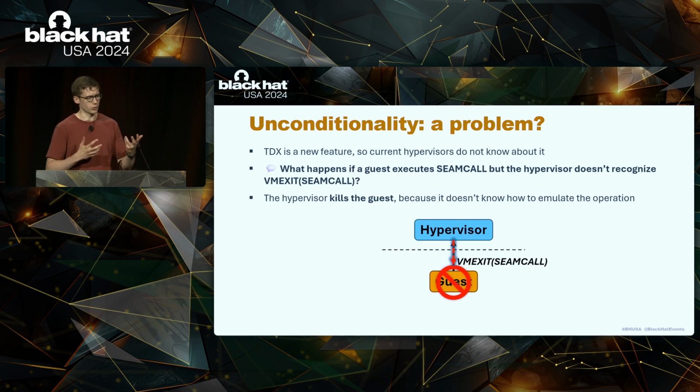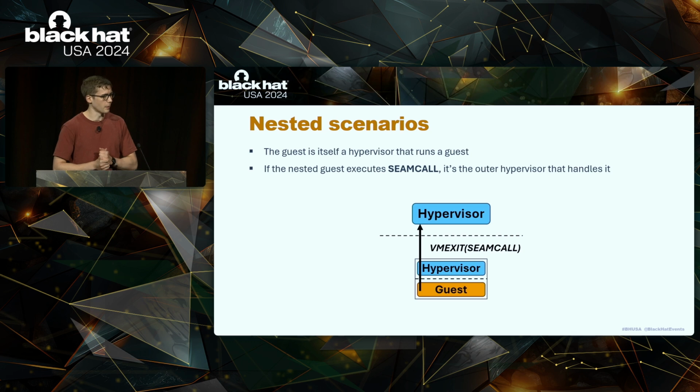So that's interesting, but still not a security problem at this point because it's only a self-denial of service. If the guest executes the SIM call instruction and the hypervisor doesn't recognize it, then the hypervisor kills the guest. So it's just a self-denial of service from the guest point of view. So still not a security problem. Now, things get spicy when we think about nested virtualization.